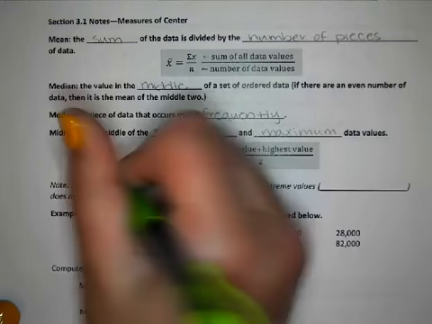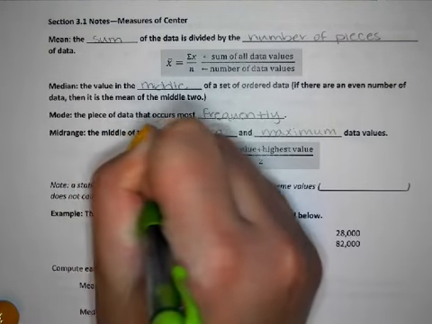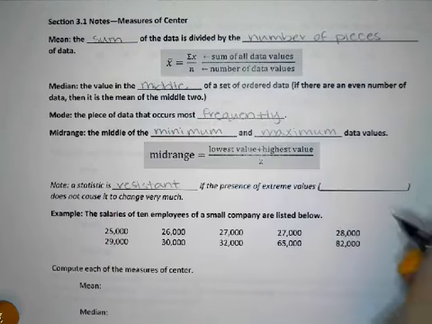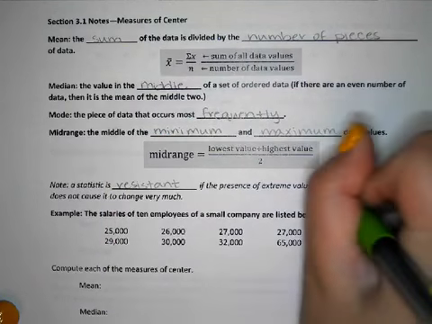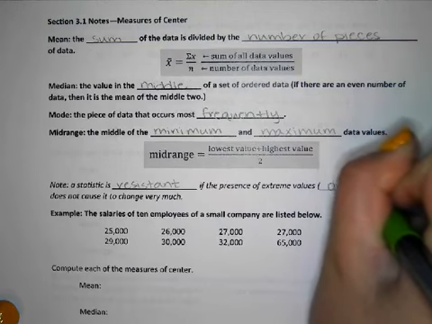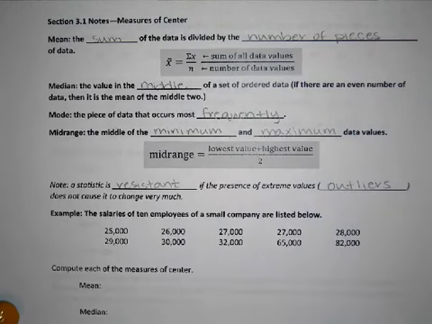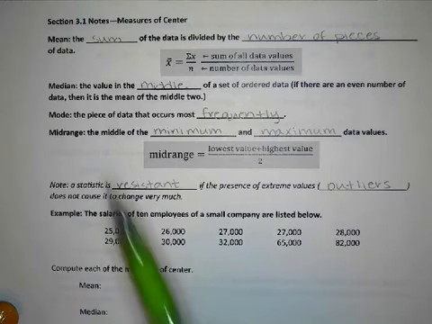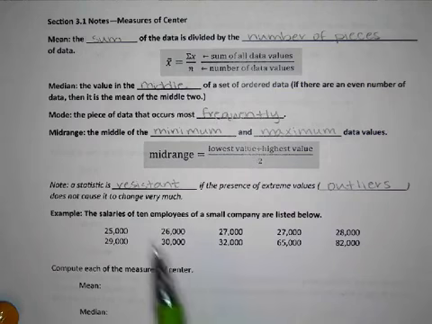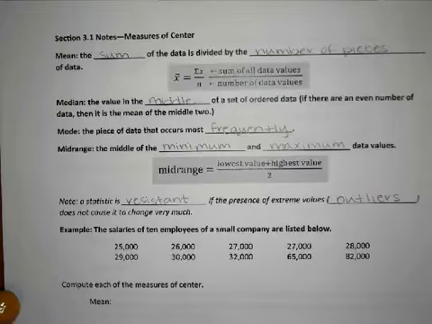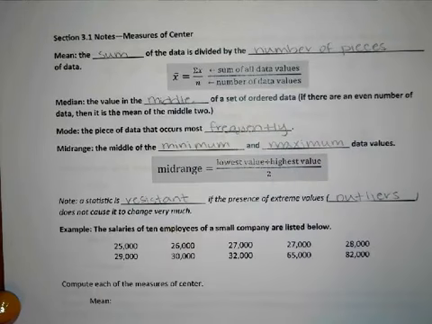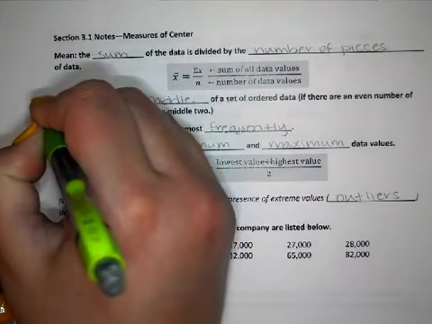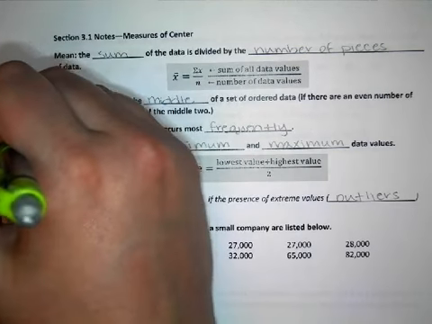A statistic is resistant if the presence of extreme values, we know these as outliers, does not cause it to change very much. So we would know that maybe one of these is a good measure of center if it's resistant, if outliers are not going to impact that value. So there's one in particular that we will think of as a great measure of center, and that is the median. This one is resistant.